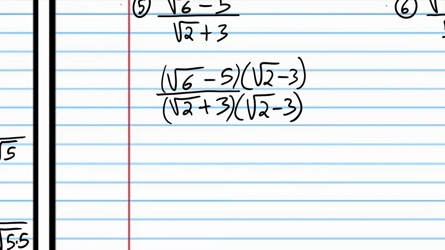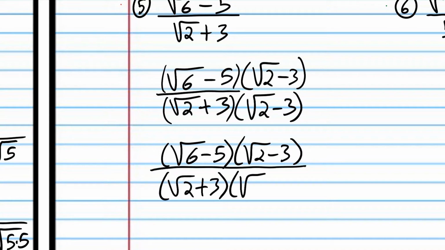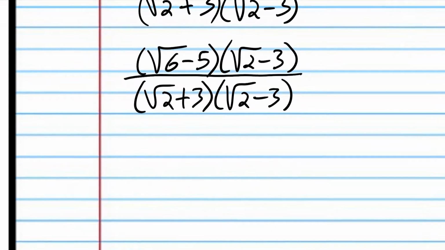So now we're going to use FOIL on both of these. Root 6 minus 5 times root 2 minus 3 is going to be our numerator. And our denominator is going to be root 2 plus 3 times root 2 minus 3. All right, so let's get going.